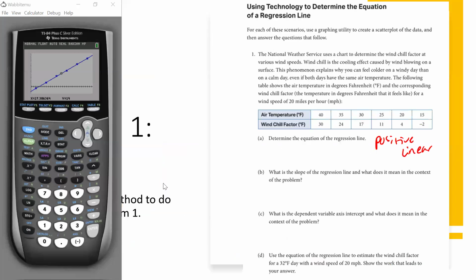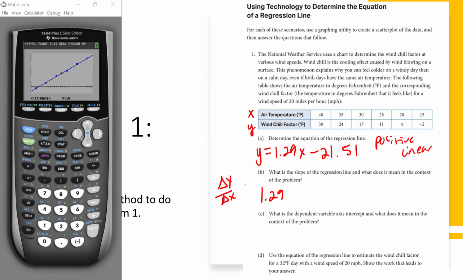Let's fill in what it asked us. So we have our equation. What was my equation again? Y equals 1.29x minus 21.51. There we go. It says, what is the slope of the regression line and what does it mean? So what is my slope? My slope is 1.29. When you have slope, remember, it's your change in your Y over your change in your X. For this problem, air temperature is our X and Y is our wind chill factor.